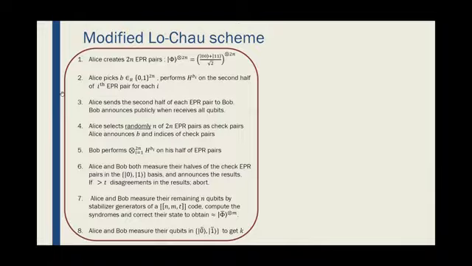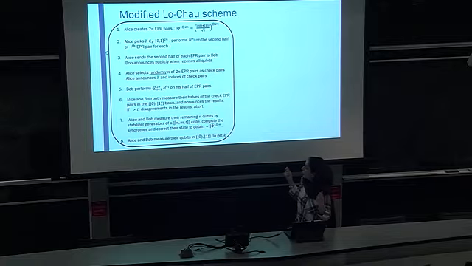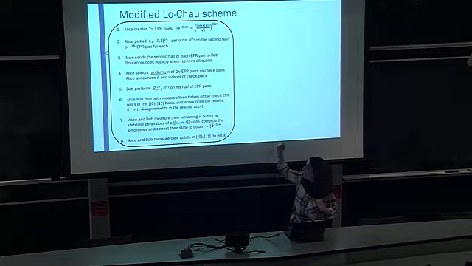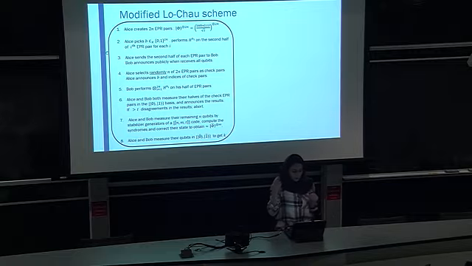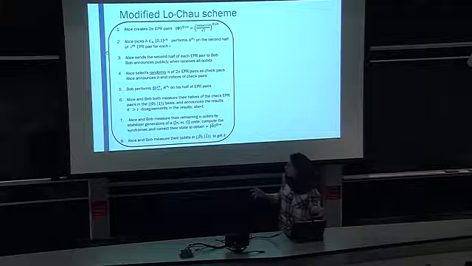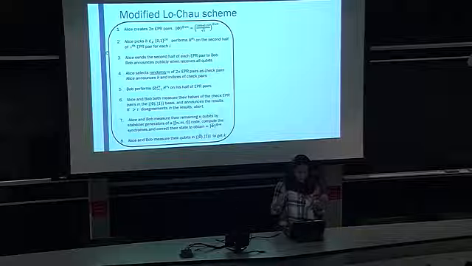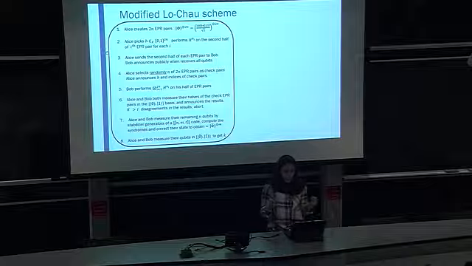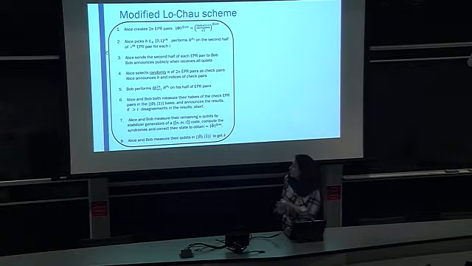So Alice starts with 2n EPR pairs. She picks some 2n-bit string b and performs a Hadamard on the second half of each pair if bi is equal to 1. Then she sends the second half of each EPR pair to Bob. Then Bob announces the reception of the qubits, and then Alice selects randomly n of these EPR pairs as check pairs, and also she announces b and the indices of these check pairs.